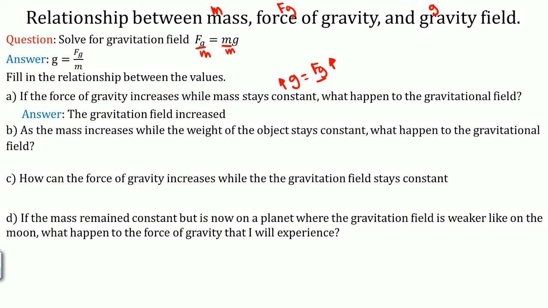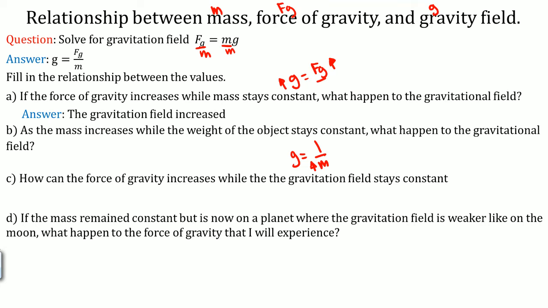Next, let's write it again. As mass increases while the weight of the object stays constant, what happens to the gravitational field? So we're looking at g is equal to Fg over m. Now here they say mass increases. So mass increases and the weight of the object, which is Fg, stays constant. So we can just ignore that and we can just write it as a 1. What happens to the gravitational field now?